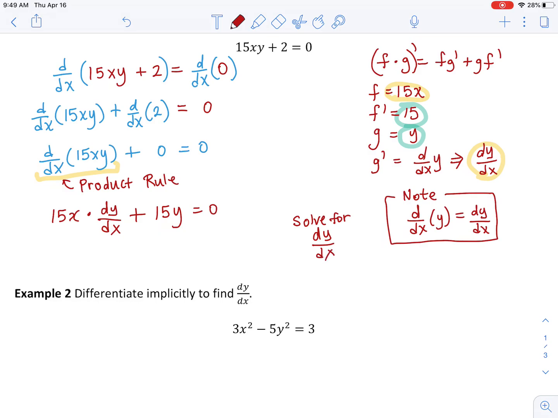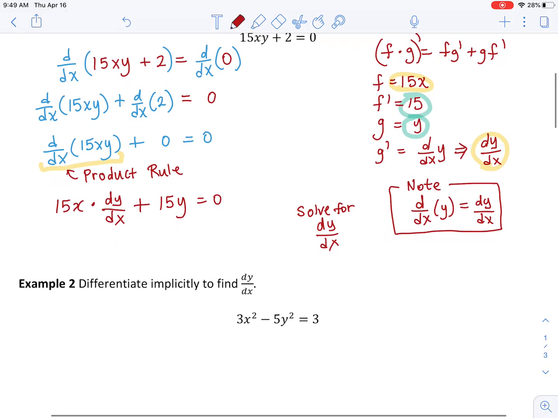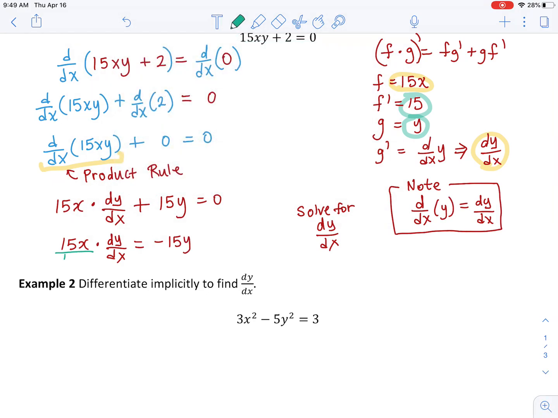Now, last thing you're going to have to do is solve for dy/dx. Because why? That's what they wanted you to find. So now we're going to solve for dy/dx. All right, what do we do to both sides? Subtract that 15y from both sides so that you have 15x times dy/dx equals negative 15y, right? Now, if I want dy/dx by itself, I'm going to divide both sides by 15x.